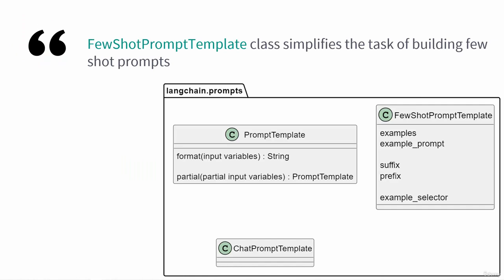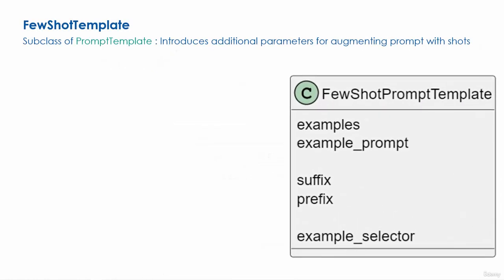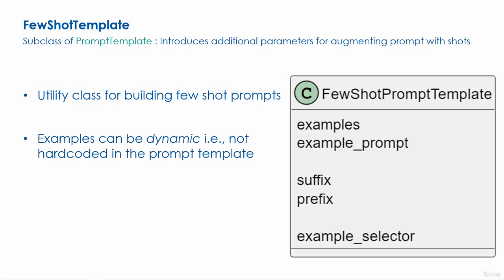You've already learned about the prompt template class, whereas the prompt template class simplifies the task of building prompts in general. The FewShot prompt template class simplifies the task of building and managing FewShot prompts. It's a utility class. The examples that are used for building the prompt can be dynamic. That is, they don't need to be hard-coded in the template, and not all examples that you pass are used at runtime. Examples can also be retrieved from storage.